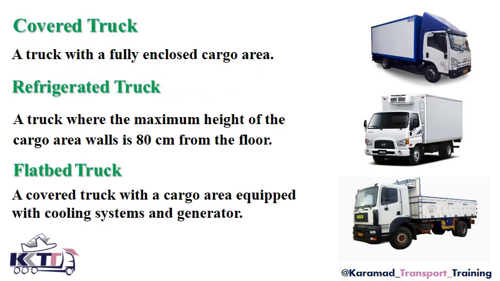In the next section, we want to get to know different types of trucks: covered trucks, refrigerated trucks, and flatbed trucks. A covered truck is a truck whose cargo area is built as a covered compartment. A refrigerated truck is a covered truck whose cargo area has cooling equipment and a generator. You have repeatedly seen trucks for transporting chicken and dairy products on the streets and roads. And a flatbed truck is a truck in which a resistant wall is extended from the floor of the cargo area to a height of 80 centimeters to protect the cargo.